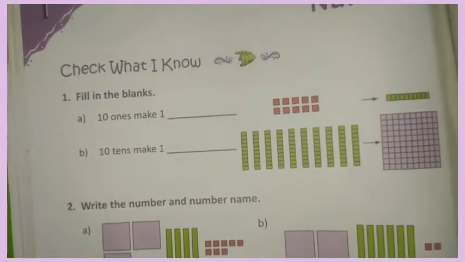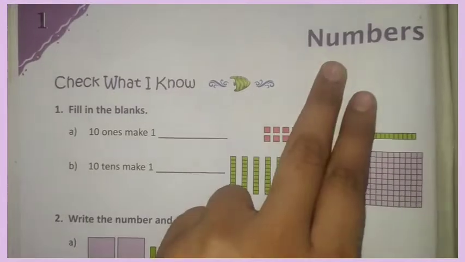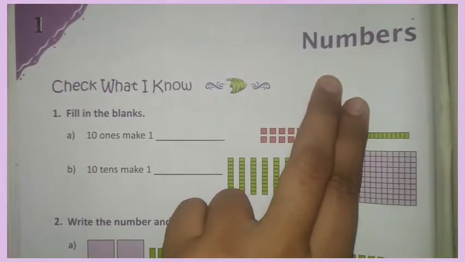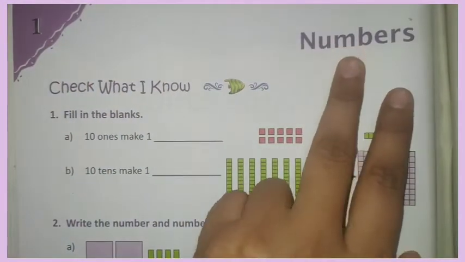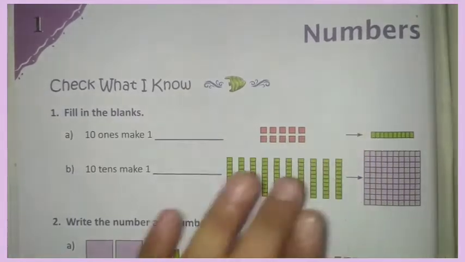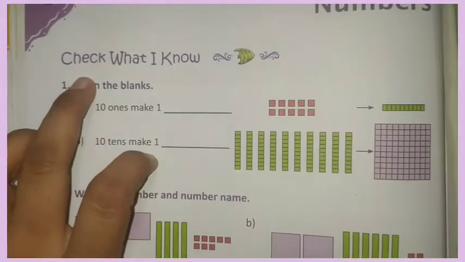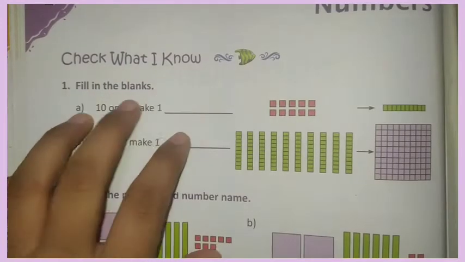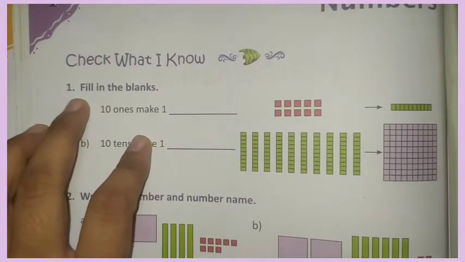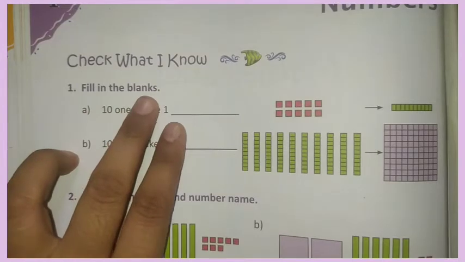Now look here, our first chapter is numbers. What is our first chapter? Numbers. Today I will explain these bits. Look here, Check What I Know. Look at the first bit, fill in the blanks.